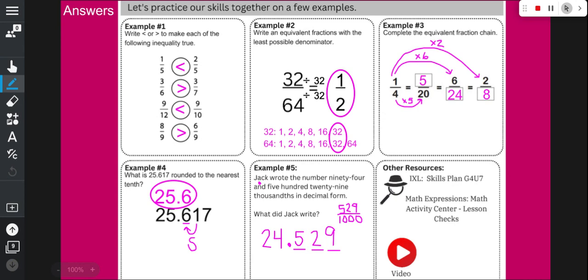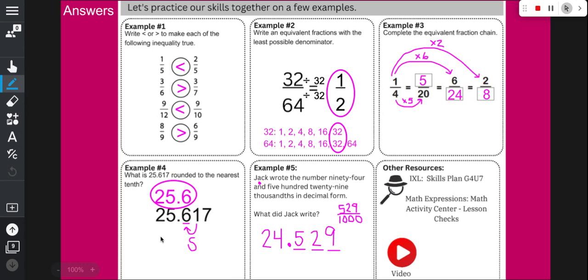Number 3, to get from 4 to 20, we timesed it by 5. So what we do to the bottom, we do to the top. 1 times 5 is 5. The next one, to get to 6 from 1, we times by 6. What we do to the top, we do to the bottom. So 4 times 6 is 24. And to get from 1 to 2, we times by 2. So 4 times 2 is 8.